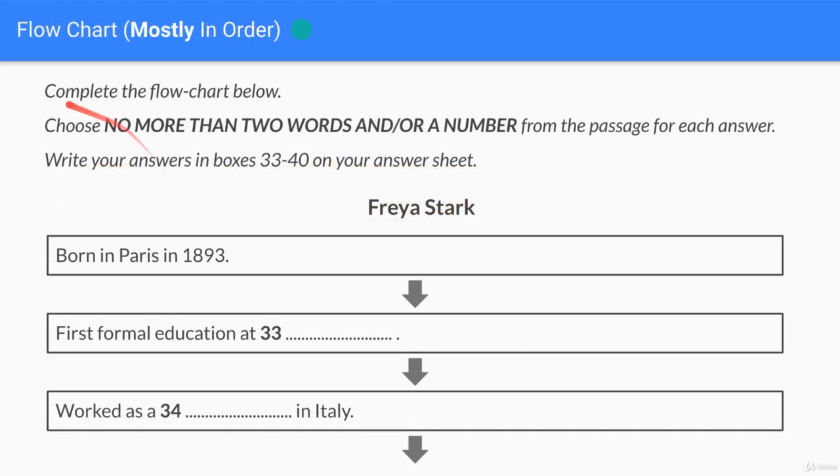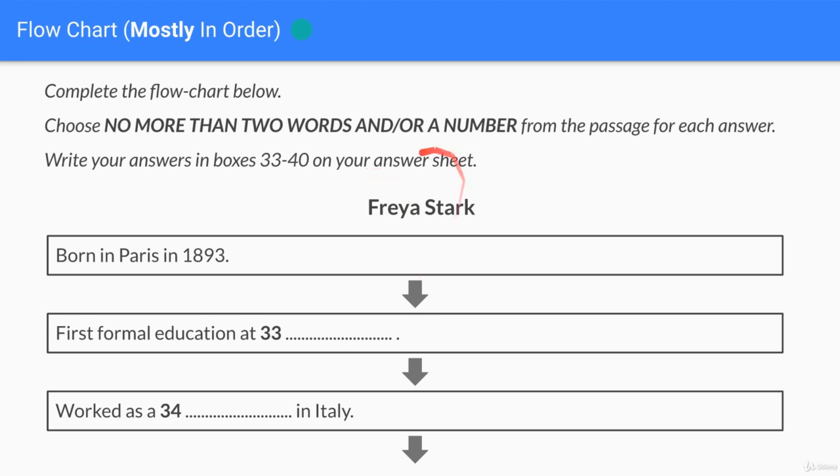Next, we have the flowchart question. Now, this one is mostly in order, mostly. And it's an easy one, as you can see with the green indicator here. In the flowchart question, what you have to do is simply answer the questions to describe a certain sequence or a certain process that happens.